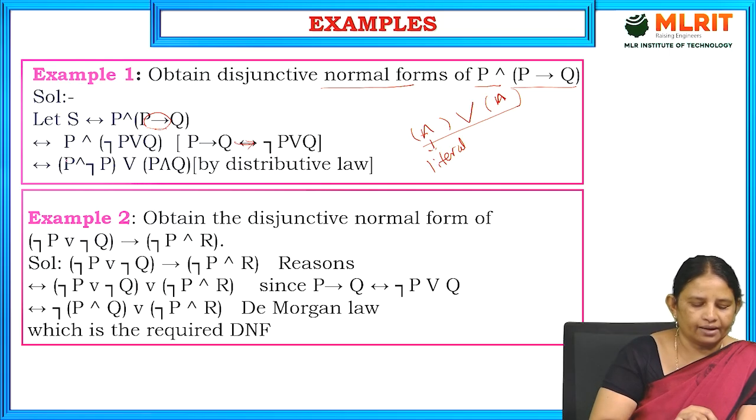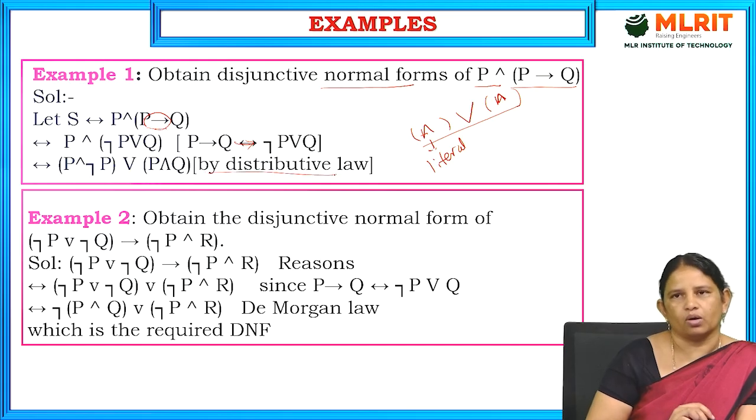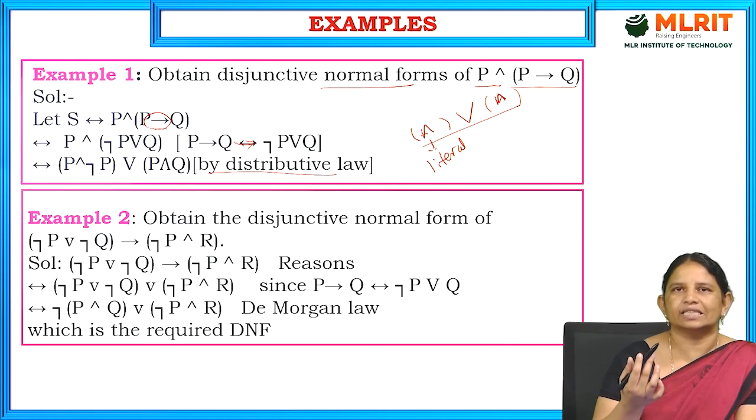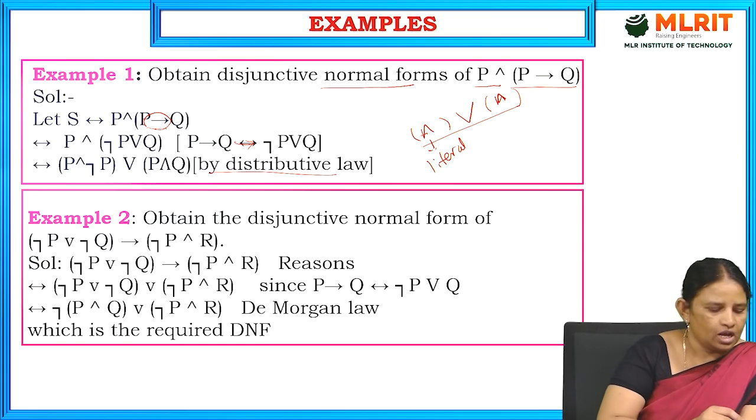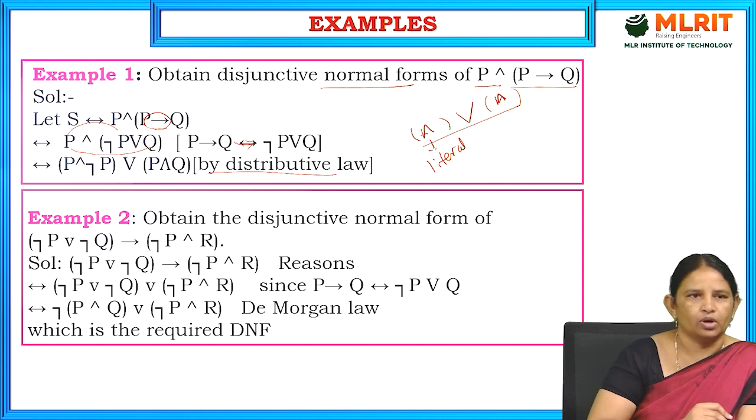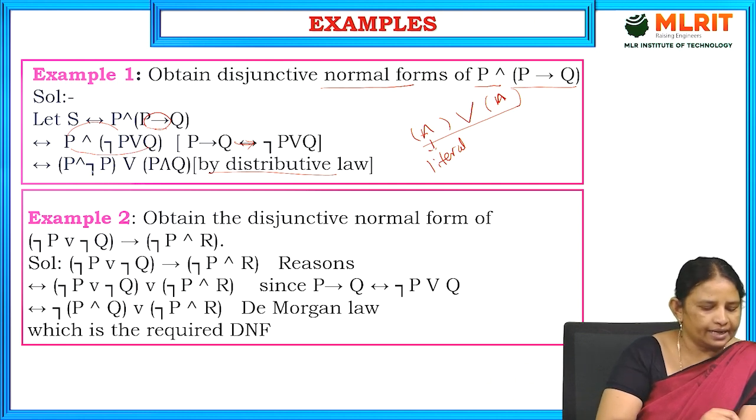Then again we need to apply the distributive law to get the required format of DNF. P will be distributed to the negation P as well as to Q. Then we get P and negation P, or P and Q. So we are going to get two literals in each term. These are called elementary products.